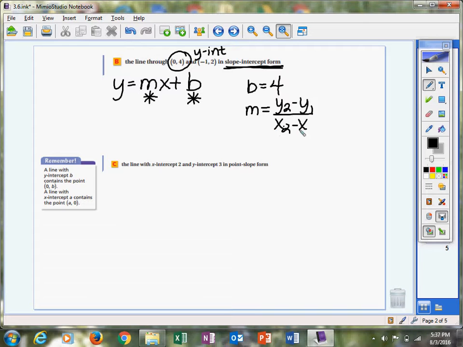So this is just one way to do it. Your book actually did it a different way, but I'm doing it yet another way because it seems to me to be a little bit easier. So you could do 2 minus 4 over -1 minus 0. And it looks like we got -2 over -1, which is positive 2. Now we have enough to write our equation. And there it is. y equals 2x, 2 is your slope, 2x plus 4, 4 is your y-intercept.